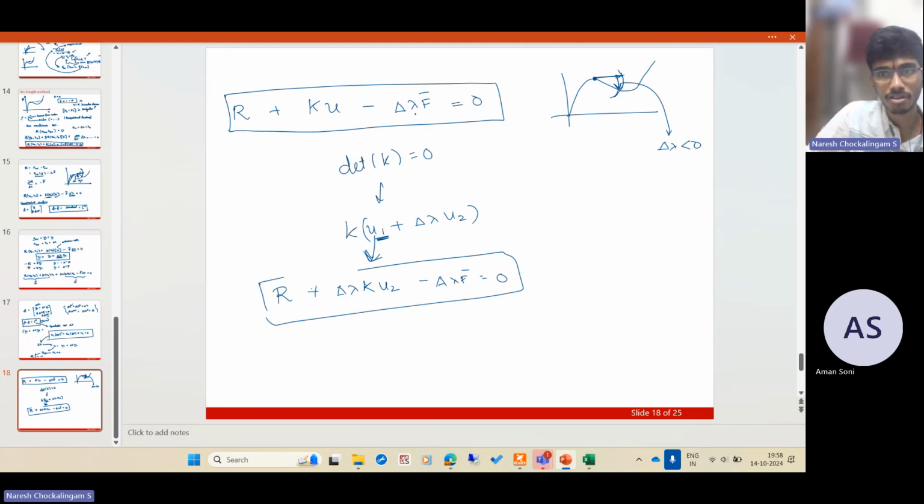So instead of always increasing the force in some known fashion, we find the increment. So this can be less than 0. The next load has to be decreased. And once you have the load decrease, you can trace the equilibrium curve. So yeah, that is the idea of this arc length method.